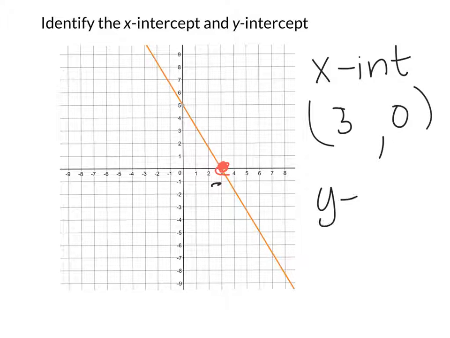And then to find the y-intercept, that would be the point where the line crosses the y-axis. So this point right here. If we're on the y-axis, notice every point on the y-axis has an x value of 0. So we know the coordinates of our y-intercept would be 0, and then the y value of the point where the line touches the y-axis, and that y value is 5.